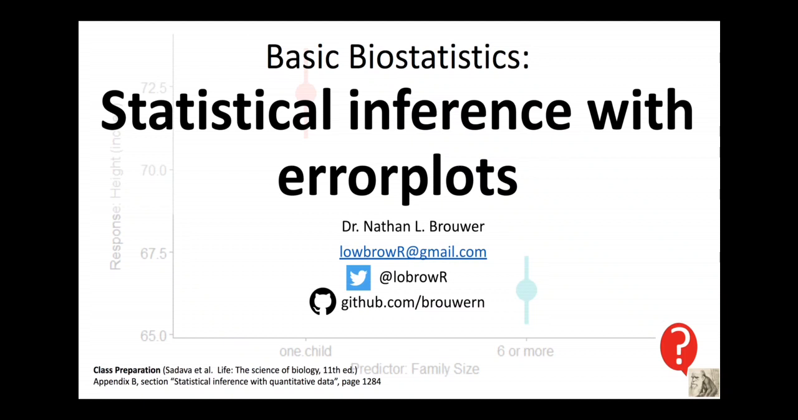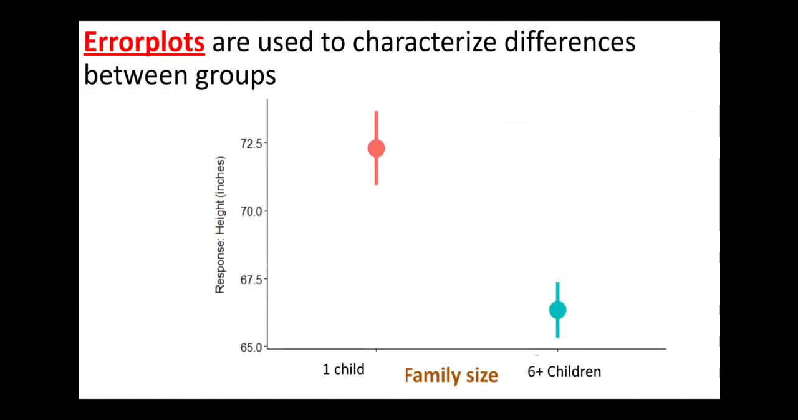In this video, we're talking about statistical inference with error plots. This will allow us to go beyond just representing the results of studies and experiments into making inference from our data for what the state of nature is, what's actually going on biologically. So error plots are used to characterize the differences between groups.